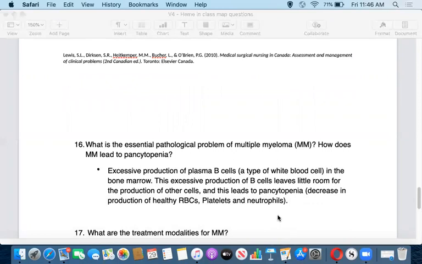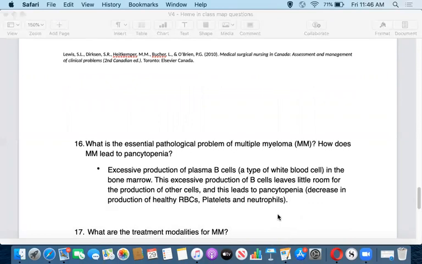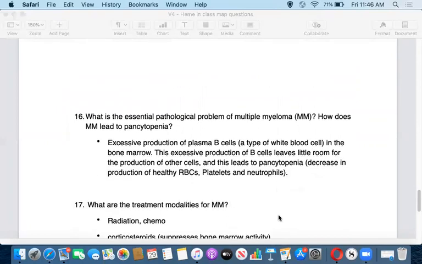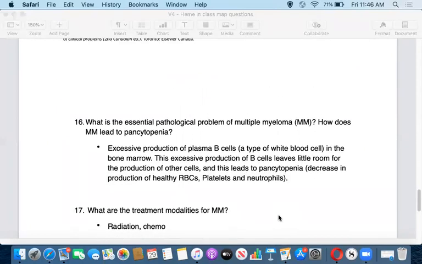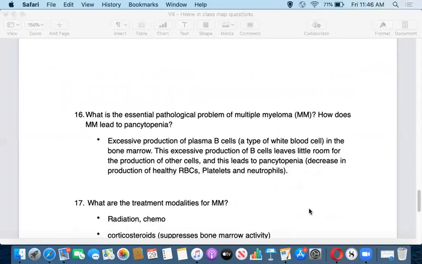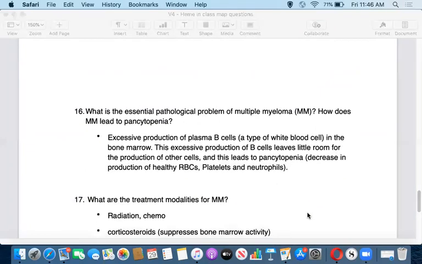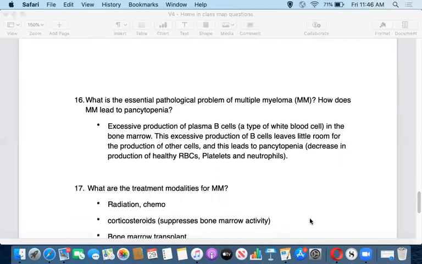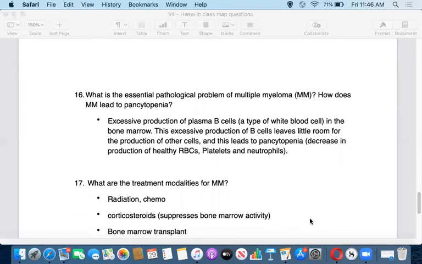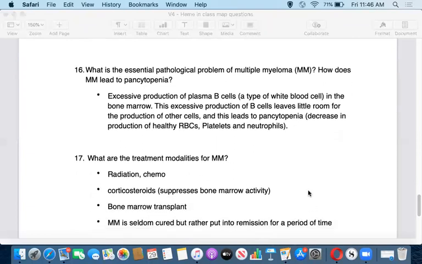What are the treatment modalities for multiple myeloma? It's not going to be too different from what we've discussed above, generally speaking. Obviously, chemo and radiation, typical cancer treatments, corticosteroids also to help suppress bone marrow activity, the bone marrow transplant if that's possible. This is something that is seldom cured, but rather just put into remission for a period of time.